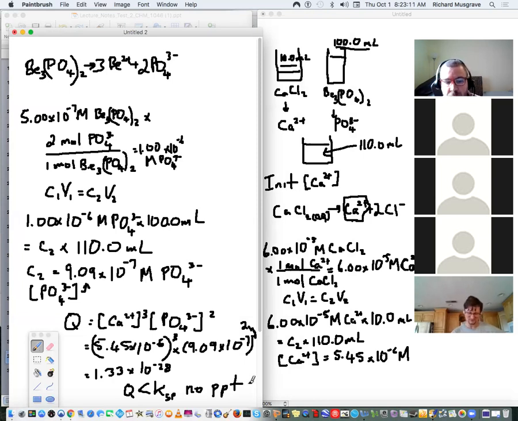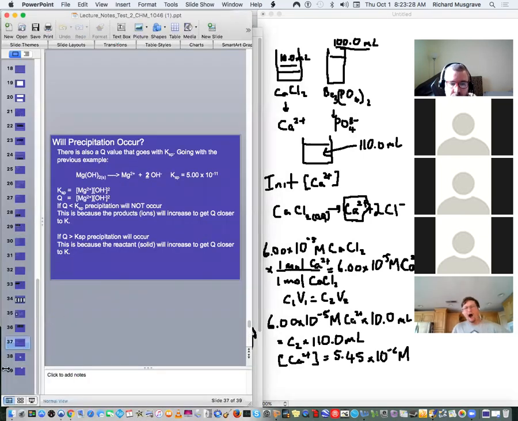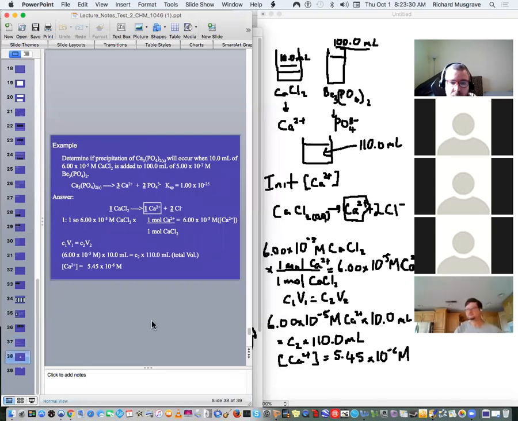So that's what we need to do. Does anybody have any questions? Okay, I'm just going to summarize the steps here and why we're doing what we're doing. But we've got our initial problem here. And in this problem, we're given the initial concentrations of two species. One here is calcium chloride, the other one's beryllium phosphate.